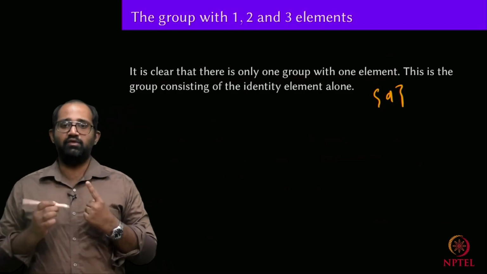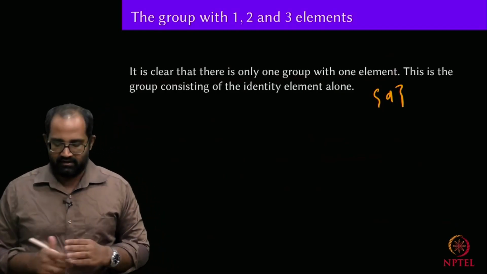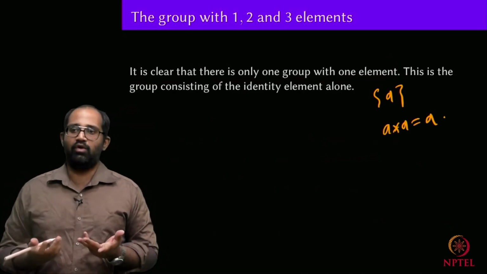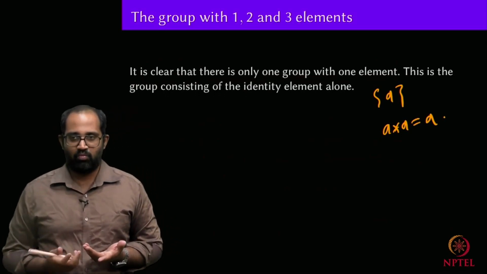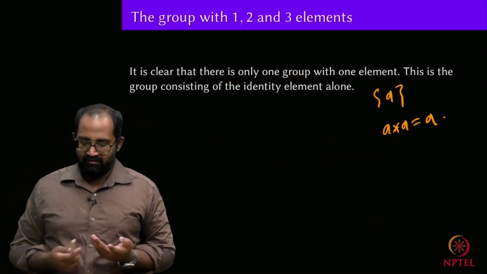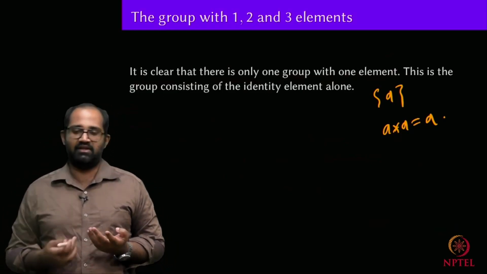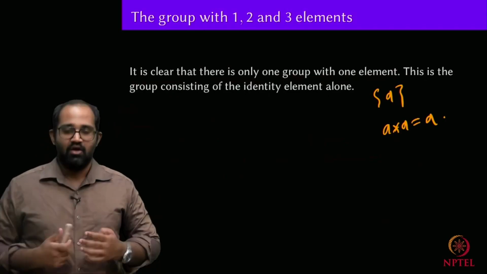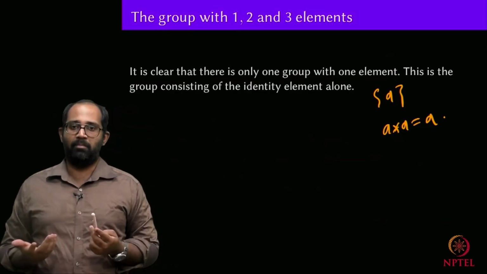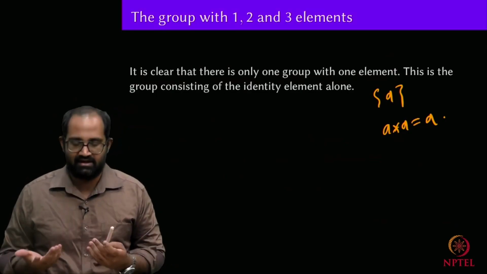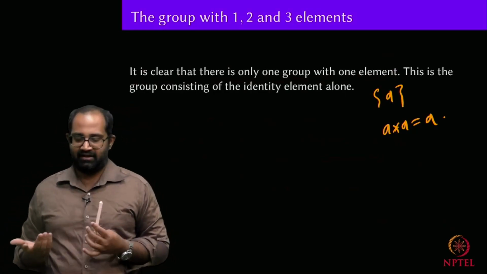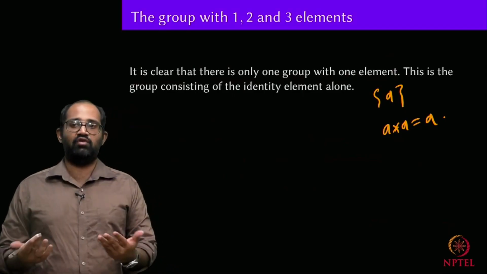That is, introduce the binary operation star on this set, which does A star A equals A. This is the only possible binary operation on a set with one element, and clearly this is a group. Associativity is trivial, existence of inverse is trivial, the identity element is forced to be A itself. So, if you are given a set with one element alone, you can make it into a group by declaring that element to be the identity element, and the binary operation is trivial, there is only one possibility for the binary operation, and that will give you the group structure.